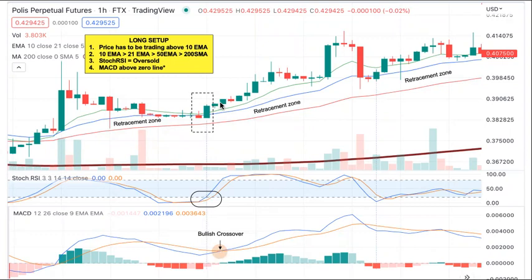Sorry, Kelvin, I have a question. If, for example, in a downtrend bearish market, the MACD has a bearish crossover, but the stochastic RSI shows a bullish crossover, then what does that mean? Yeah, that means don't trade for me, because it's mixed signals.